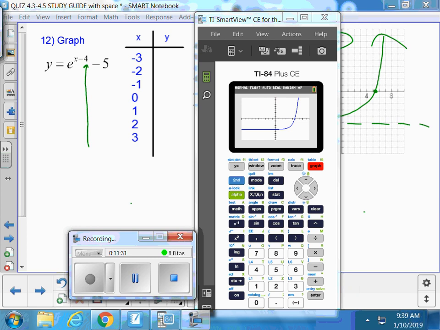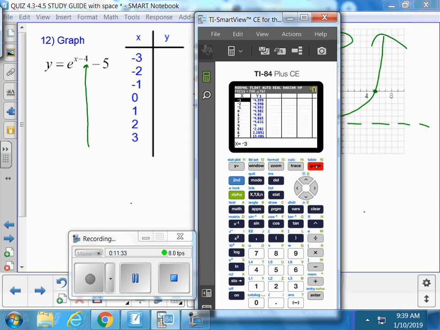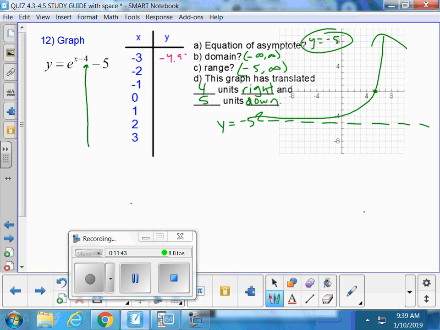All right, time to look at our table. So hit second graph to pull up that table. I'm just going to go ahead and run down and write my values starting at -3. That's -4.99. You can see it's really close to -5, but never quite touching.